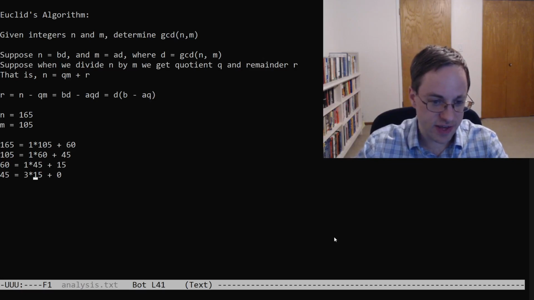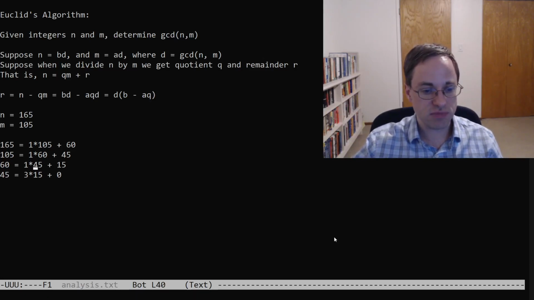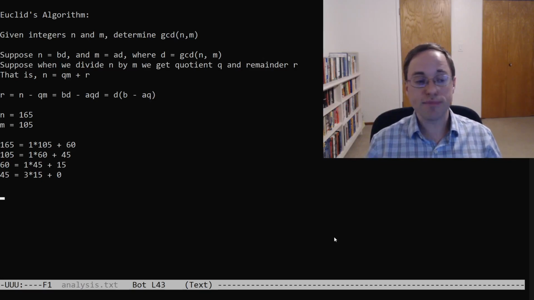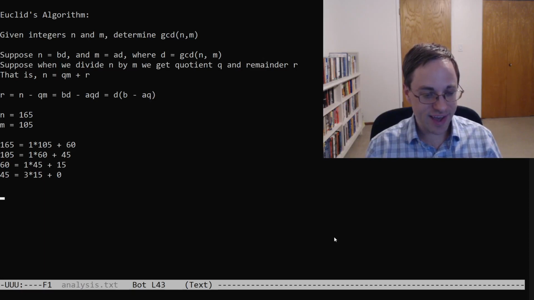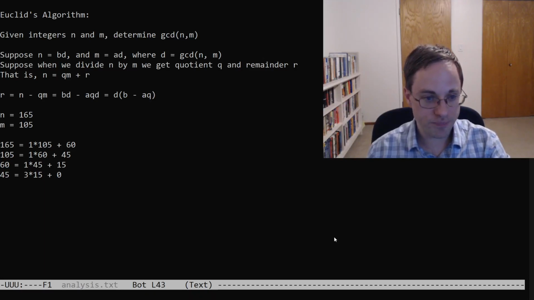I think it's easy to see that 15 divides itself. It obviously divides 45 evenly, because the remainder is 0. And so we can construct an inductive argument that 15 must divide every integer in the sequence here, all the way up to 105 and 165. I'm being a little bit informal with the proof here. If you'd like more information and a more formal explanation of Euclid's algorithm, there's lots of resources online. For example, the Wikipedia page that I showed you just a moment ago.